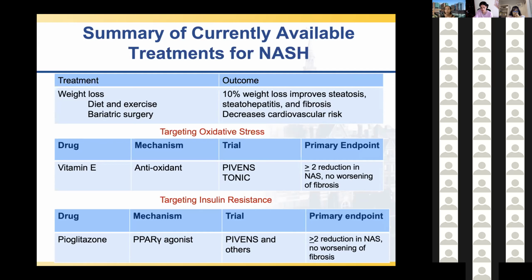And we'll talk about the role of vitamin E, and that has been studied in a small study in patients with HIV as well. And then pioglitazone has been studied, which is a PPAR gamma agonist, and this is an insulin sensitizer, so targeting the insulin resistance, which is also a key in the pathogenesis.